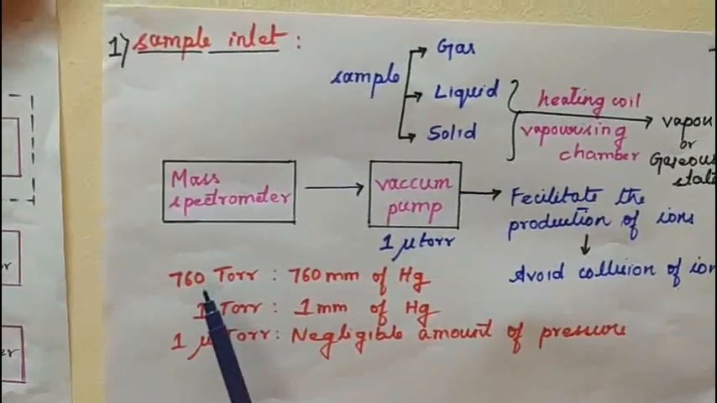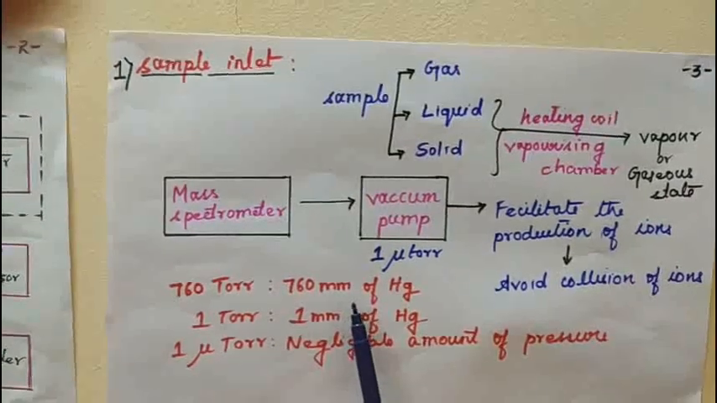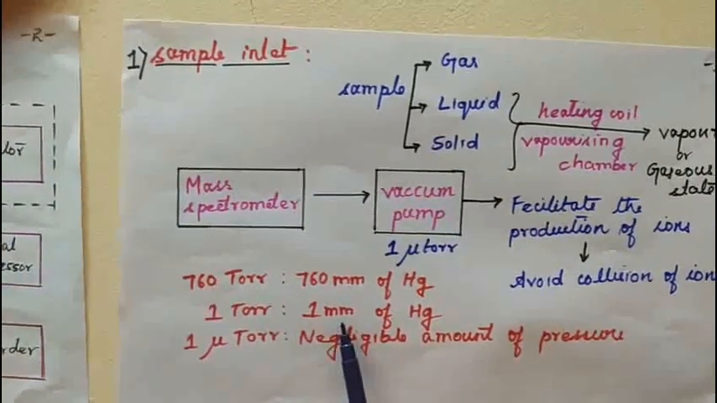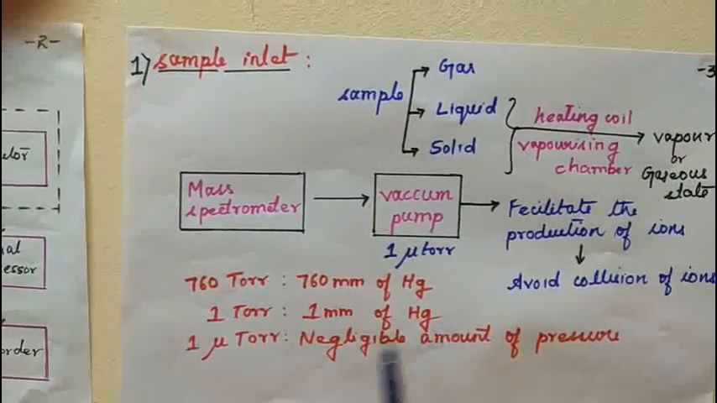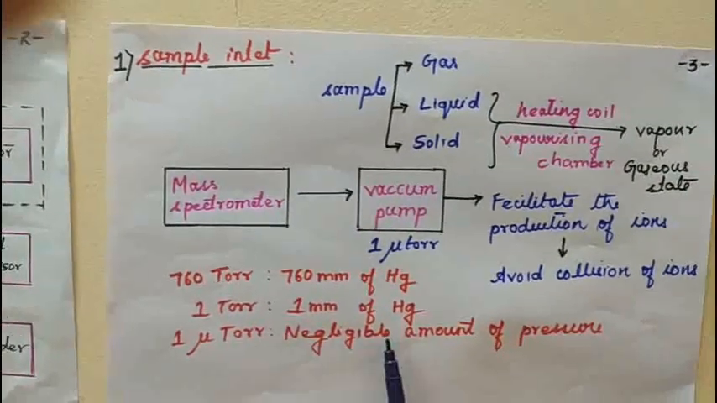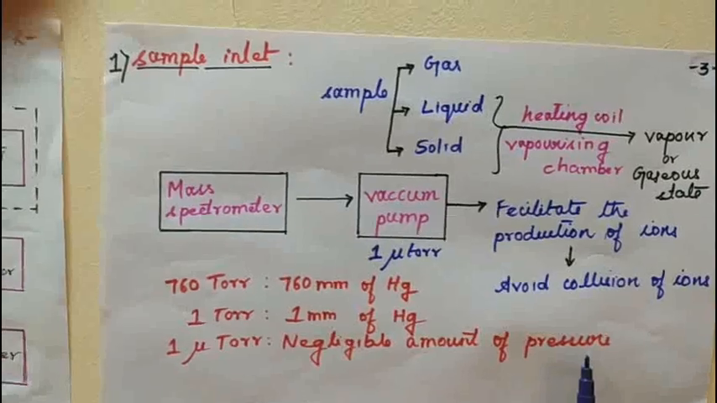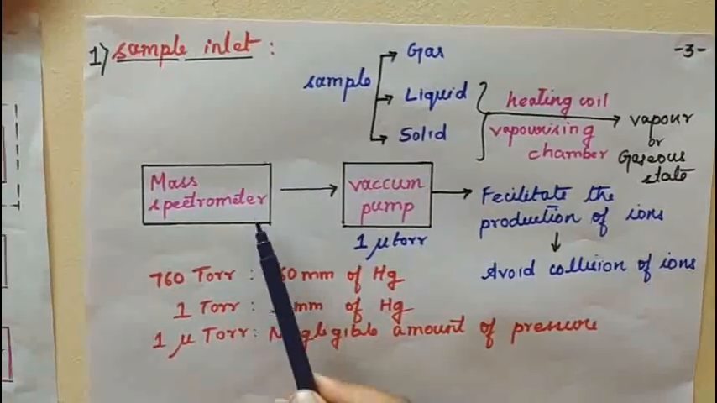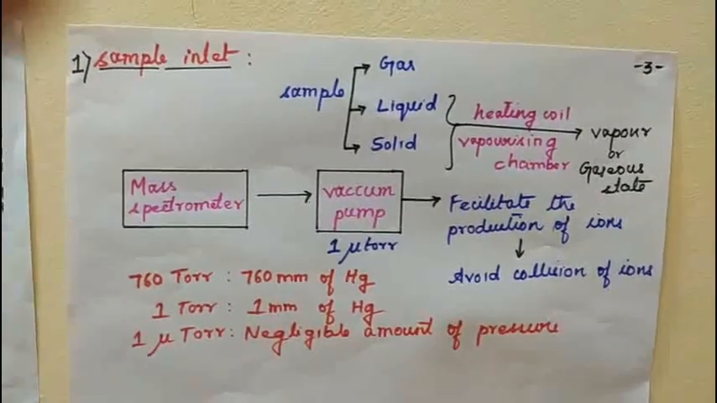Now, 760 torr means 760 mm of mercury in the mercury column, 1 torr means 1 mm of mercury in the mercury column, and 1 microtorr is a negligible amount of pressure. So, this negligible amount of pressure is maintained in the mass spectrometer.